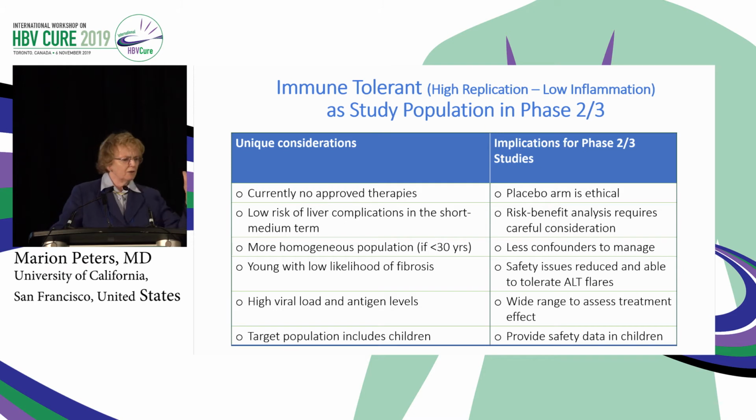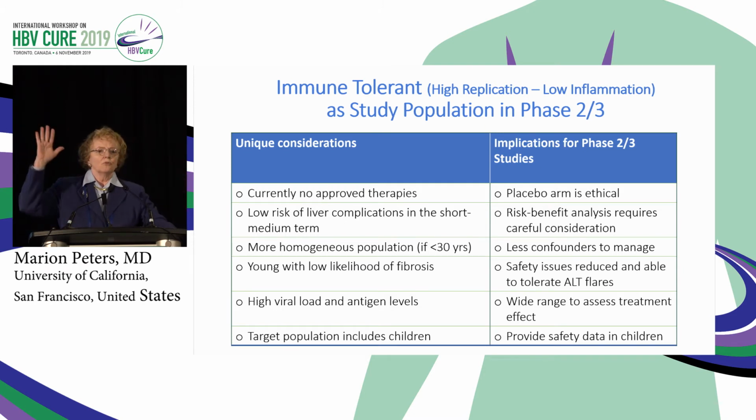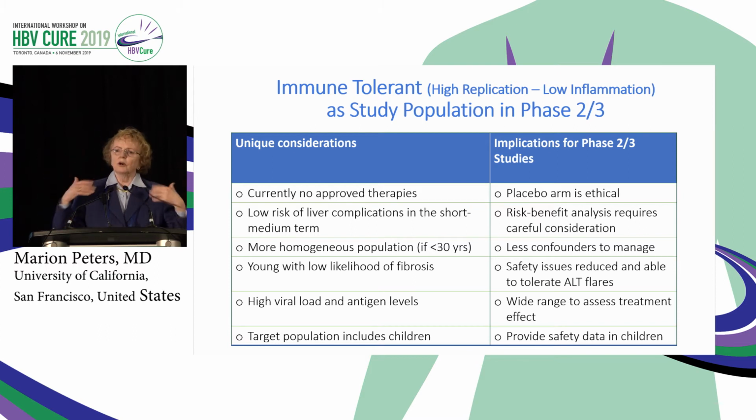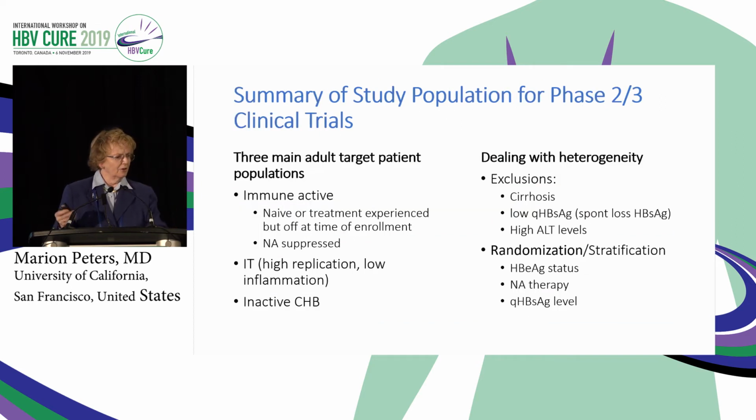They have very high viral loads, so you have a wide range to look at efficacy. And safety issues are better because they have less fibrosis. They may tolerate ALT flares better. And the target population includes children or adolescents, so we can get some data on them. So when we think about study populations, we really have three main adult target populations: the immune active, either naive, nuke suppressed, or treatment experienced, immune tolerant, and inactive hepatitis B.